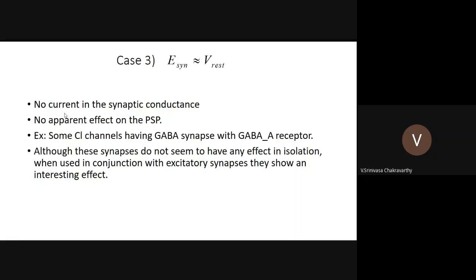So no apparent effect on the PSP, and some chloride channels, Cl minus channels, having a GABA synapse with the GABA A receptor. The neurotransmitter at the synapse is GABA, the receptor's name is GABA A, and the corresponding channel allows chloride ions to pass. So it's a chloride channel, and this is the combination at this synapse. In such a situation, E_syn and V_rest are about the same. Therefore, such synapses don't seem to have any effect in isolation, by themselves. But when they occur in conjunction with an excitatory synapse, then they show an interesting effect.